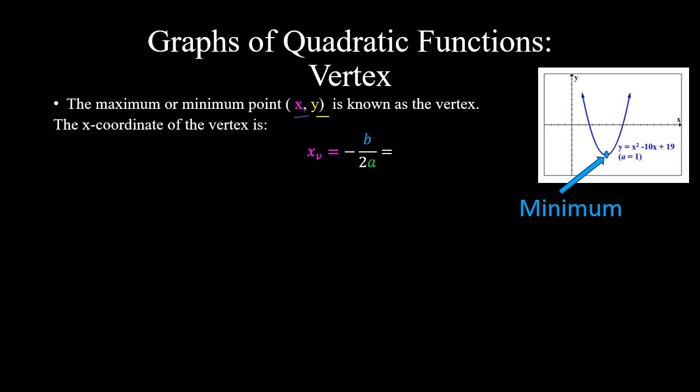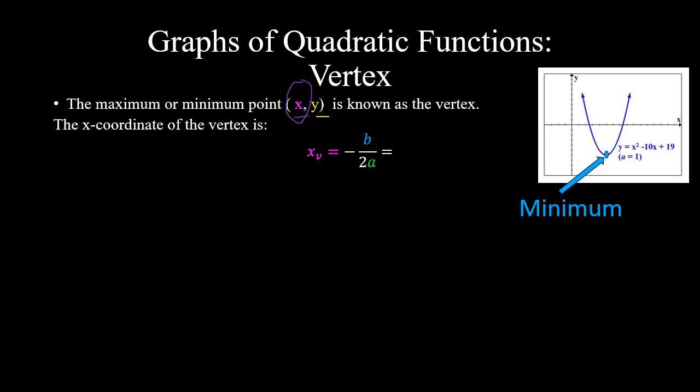The x coordinate of the vertex is equal to negative b over 2a. Knowing how to quickly find those a, b, and c coefficients is really important, because we're now going to use them to find all these different pieces of our parabola. To find the x coordinate of the vertex, we plug whatever our b value is and whatever our a value is into this formula, negative b over 2a. That's going to give us just our x.